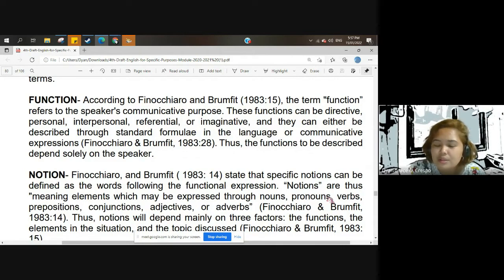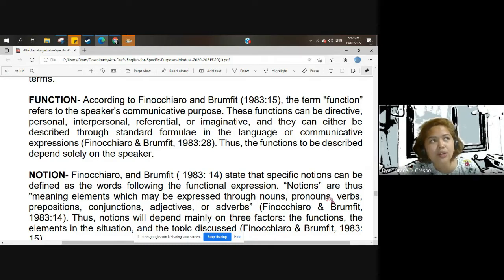Sana tama yung pronunciation kasi Finocchiaro, ganun, I don't know. And it has something to do with what the lessons will do. Parang yung kung ano yung magiging function kasi 'no, you enrolled in an ESP course, tapos ano yung magiging function niya sa isang student. Parang it has something to do with that.